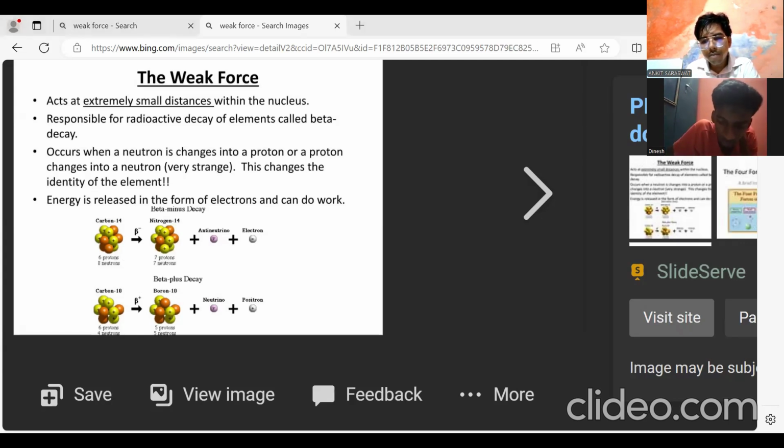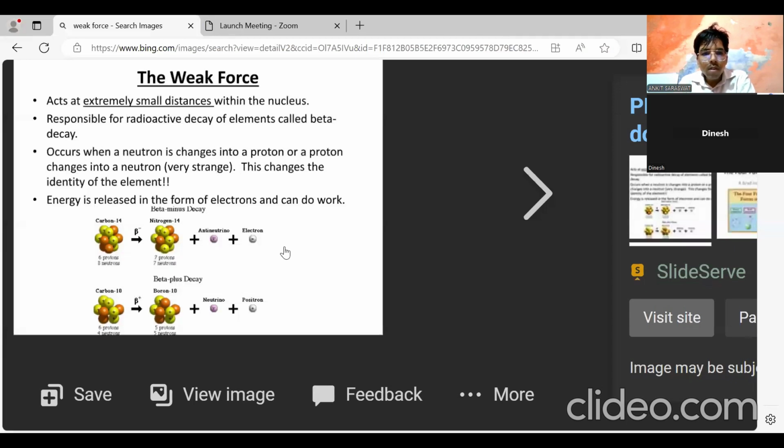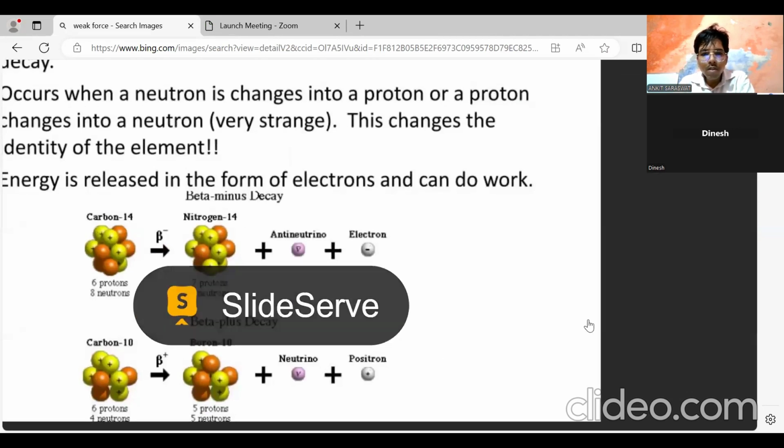Antineutrino. This is, I think, neutrino particle. Okay. Positron. This is negative beta decay also. I will show you. So can you check, showing like this? Is my screen visible? You can check this. Is it visible, Dinesh?